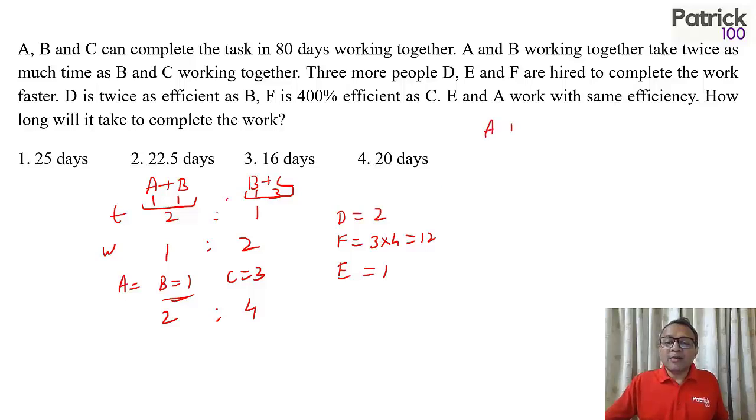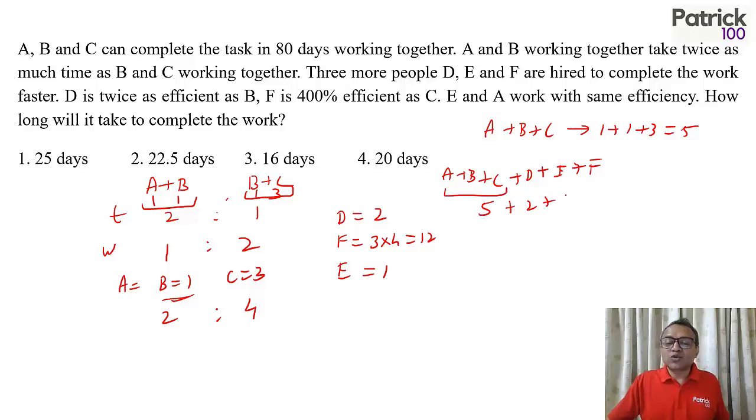Now when A, B and C work, they do a total of 5 units of work: 1 plus 1 plus 3, 5. If A plus B plus C plus D plus E plus F all work, how much do we get? A plus B plus C is 5, D is 2, F is 12, E is 1: total 20. Remember, work done goes from 5 units to 20 units, so work done is 4 times.